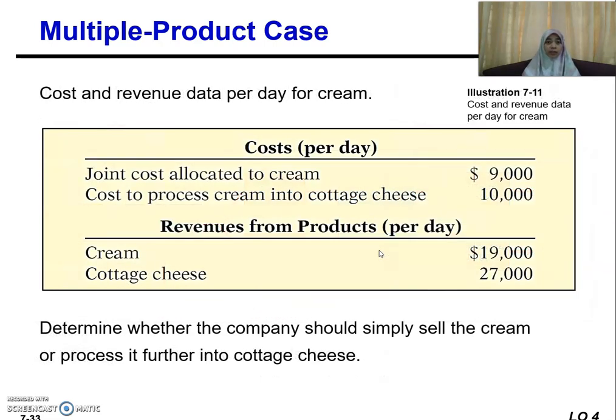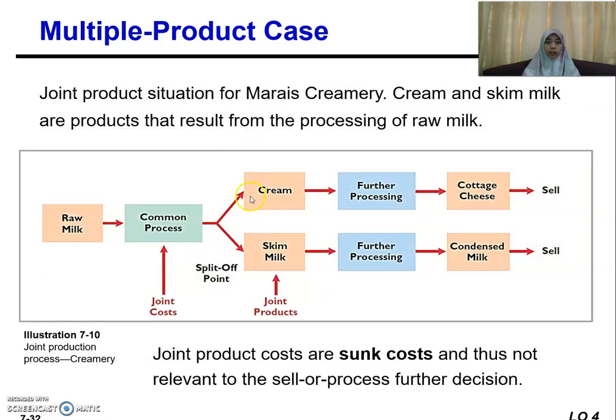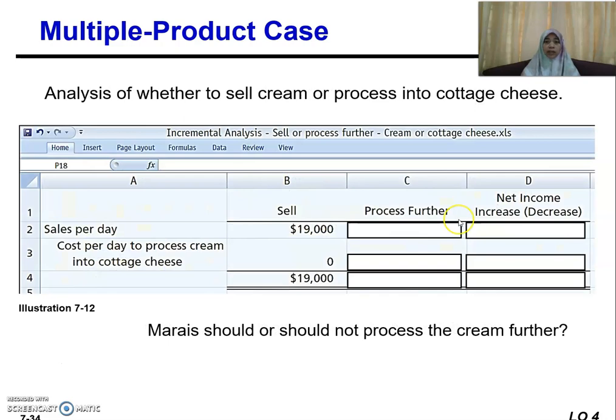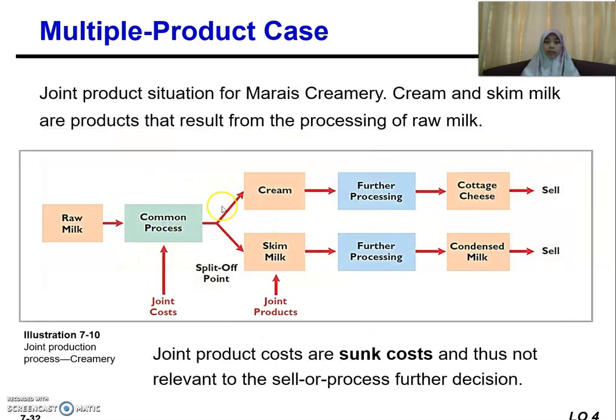So in this case, for example, given in the question, cost and revenue data per day for cream. So for this one, we look at the cream first. For the cream, the joint cost allocated to cream is 9,000 and the cost to process cream into cottage cheese is 10,000. That means here you already incur the cost, and the portion of the joint cost for cream is 9,000. And if you want to further process, you need to incur 10,000.